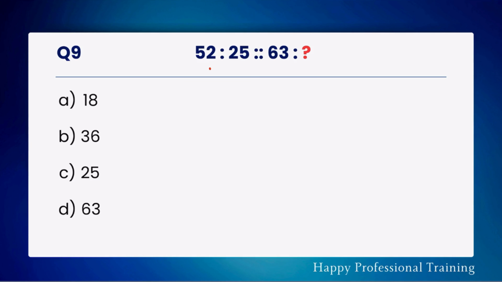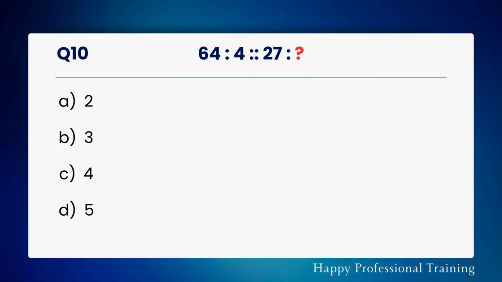Here 52 has become 25. If we reverse 52, what do we get? 25, which perfectly matches our first pair. So we apply the same rule to 63. What do we get? We get 36, which is option B.